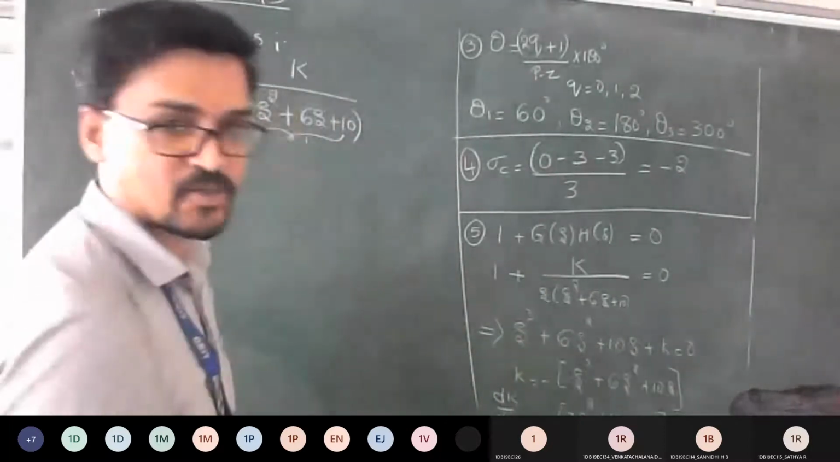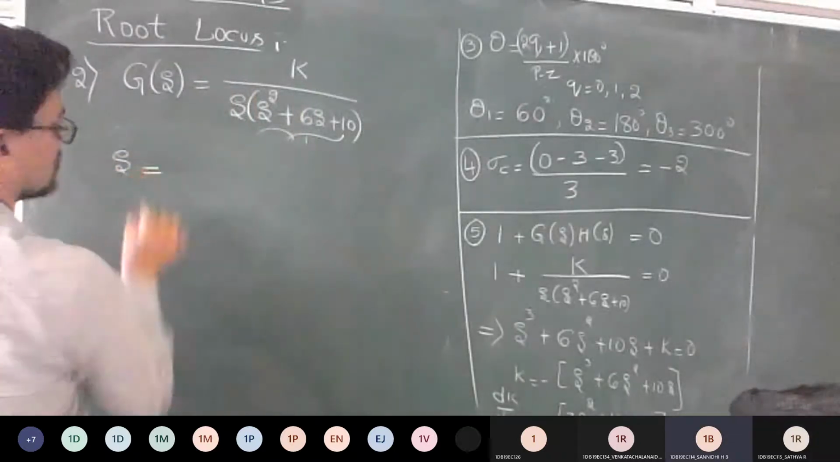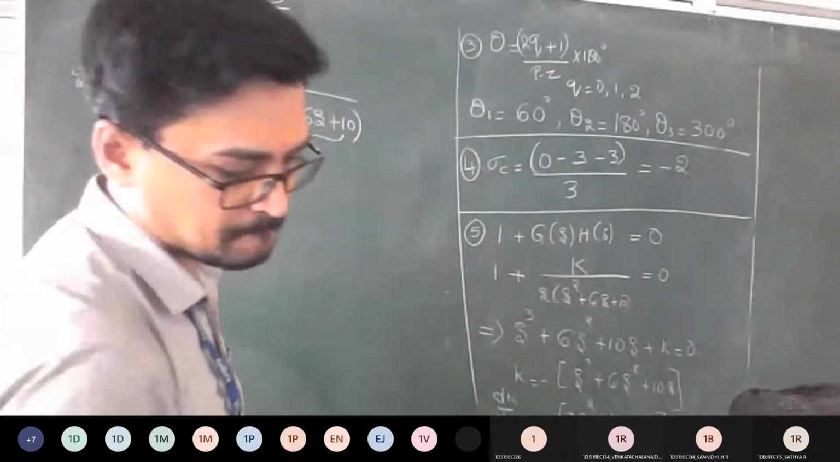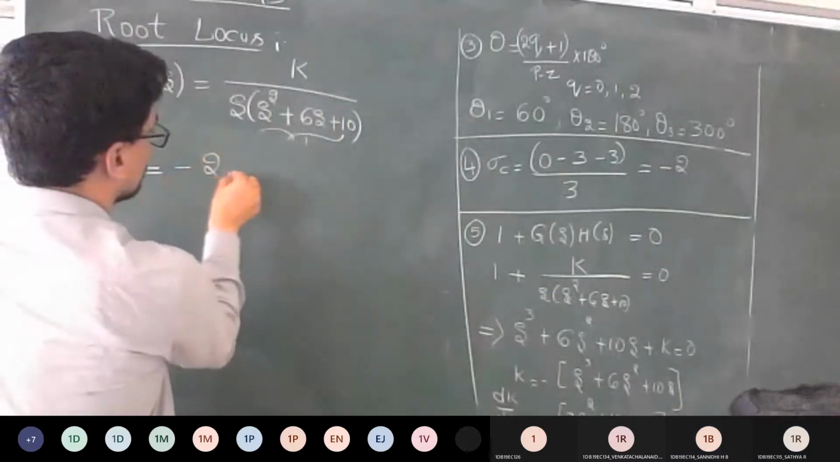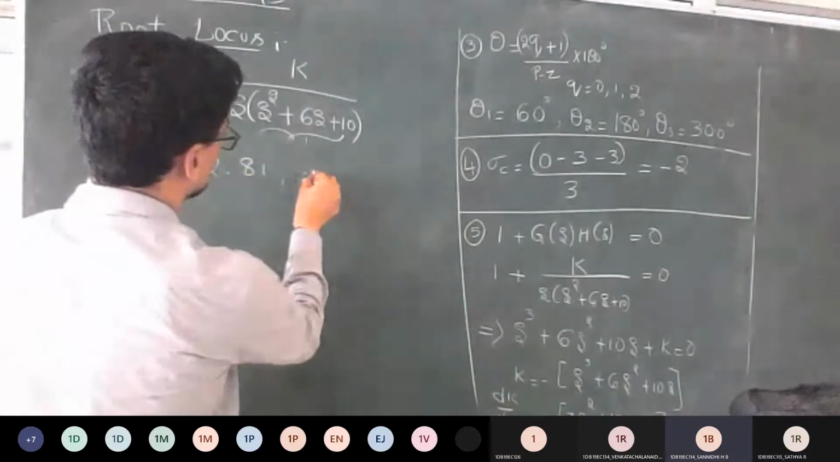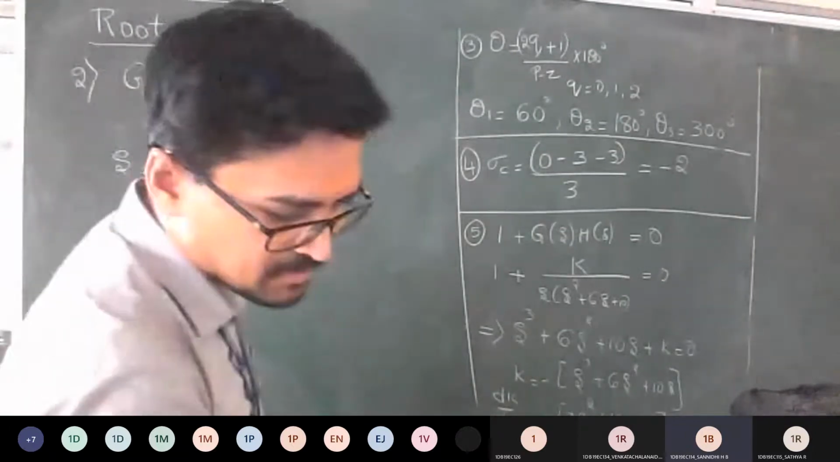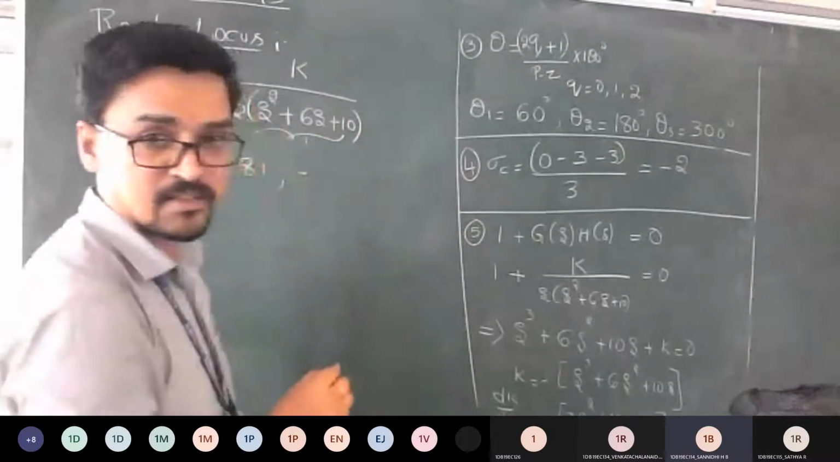So how many values of s are you going to get now? Two. What are the values here? Minus 2.81. One more: minus 1.18. Repeat. Positive 1.18? Minus 1.18.